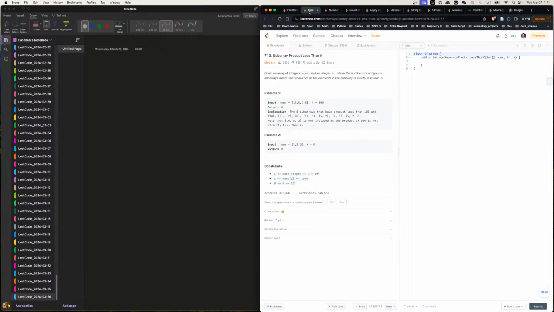All right, let's do today's problem. Subarray product less than k. Given an array of integers and an integer k, return the number of contiguous subarrays where the product of all the elements in the subarray is strictly less than k. 8 subarrays. All right, so most likely it's a DP. So we're going to try DP on this.